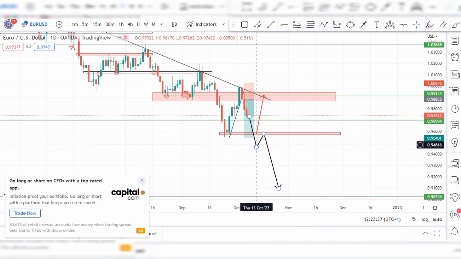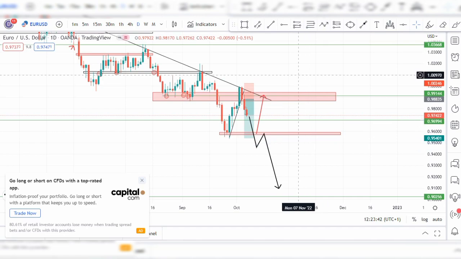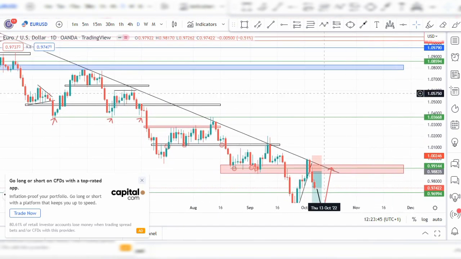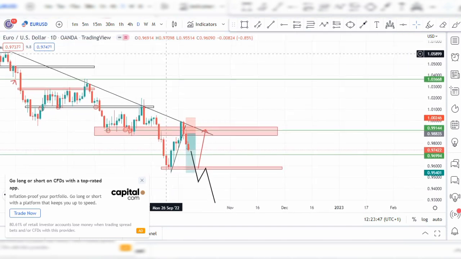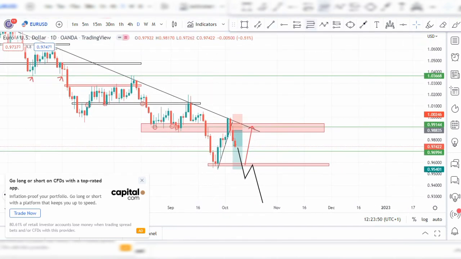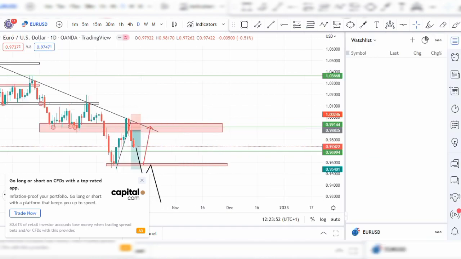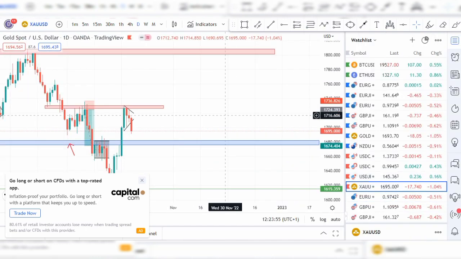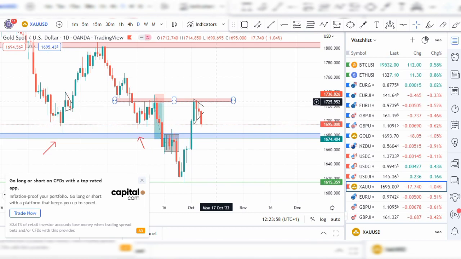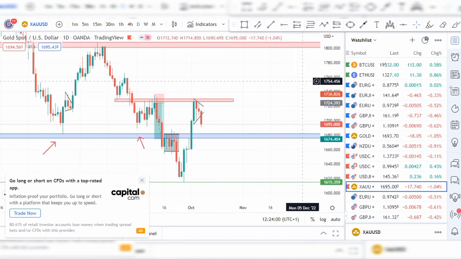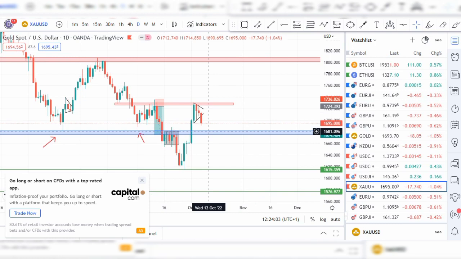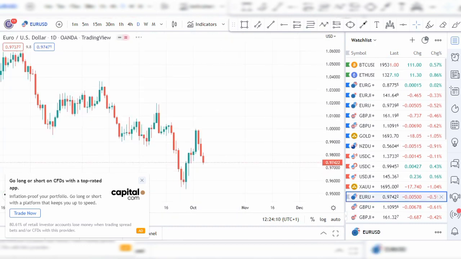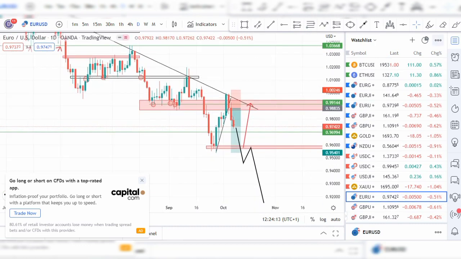But if price continues and breaks through this previous low, then we should be looking to take our sell trade as a continuation of this strong downtrend, which has been for the last few months. And again, if we go back to the gold trade that I talked about earlier, like I said, this area may hold, giving us an inverse head and shoulder pattern, or this area may break through. So you also have to be very careful. So again, this is what we're looking at for Euro USD.